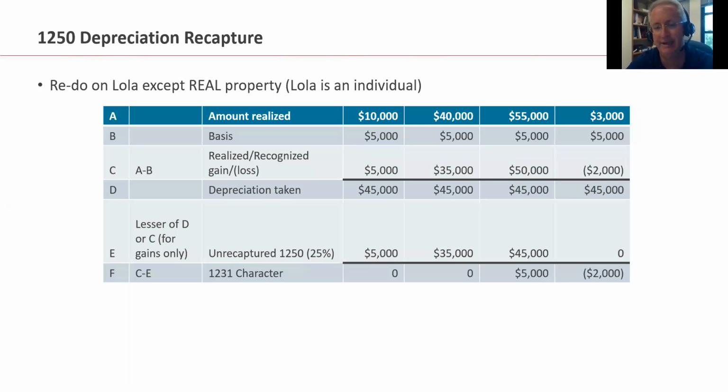The only thing different is if you look in row E under amount realized, it's described as unrecaptured 1250, taxed at 25%. That's the only difference. Otherwise, you calculate it identical to 1245. So remember, that line on 1245 said recapture is ordinary. In this case, we don't recapture as ordinary, we simply recharacterize as a 25% long-term capital gain. Okay.